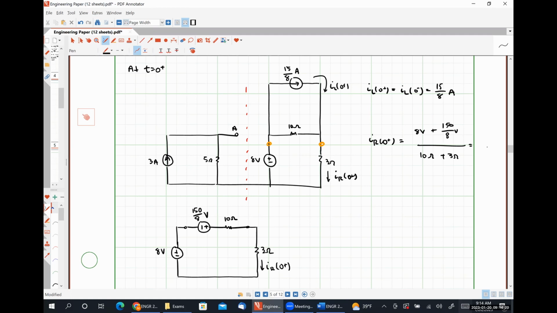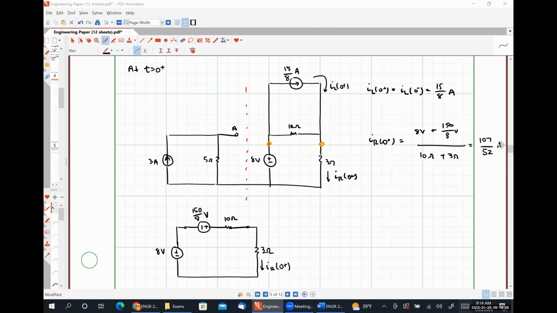Excuse me. So I got 107/52 amps, so a little bit over 2 amps. If we wanted to check that, let's see what chat's saying.